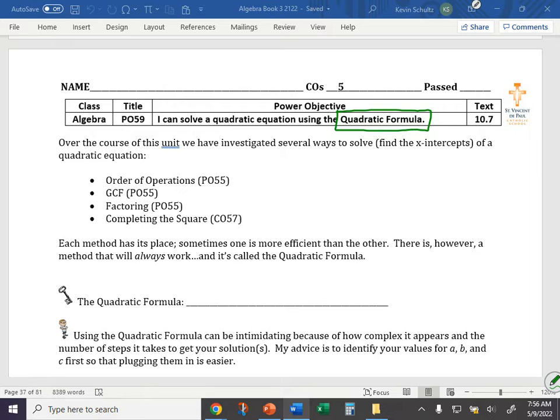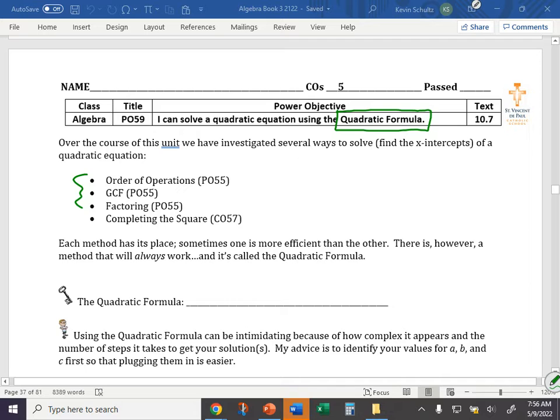And remember, we say we solve quadratic equations. Damien, warning for you. What are we talking about here? What does it mean to solve a quadratic equation? Kind of. Find the x-intercepts, right? Not just x, but specifically the x-intercept. And so far, we've covered three ways to do that, all in PO55.